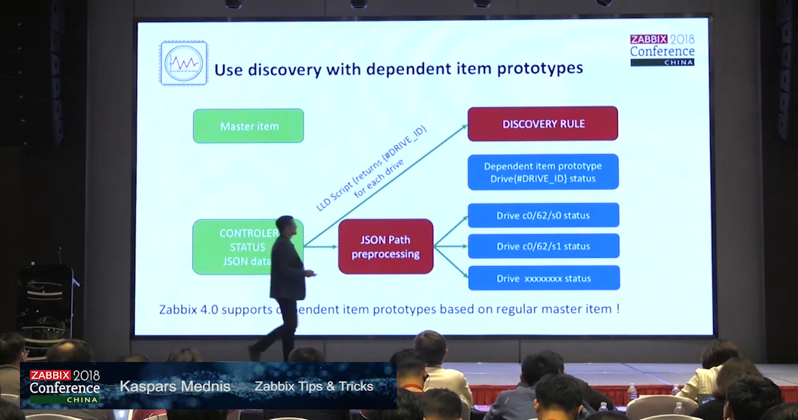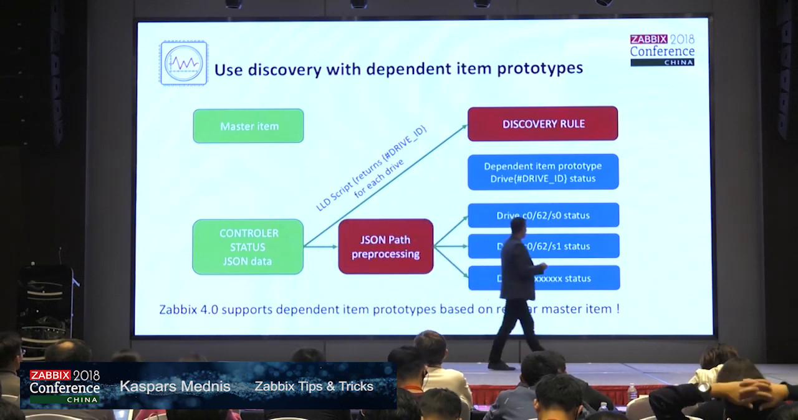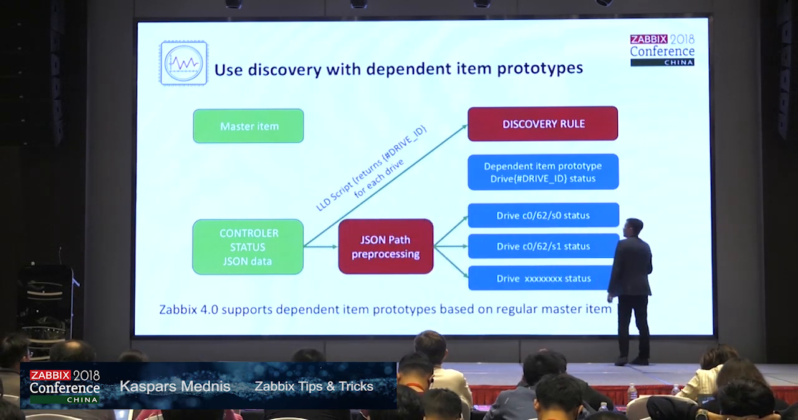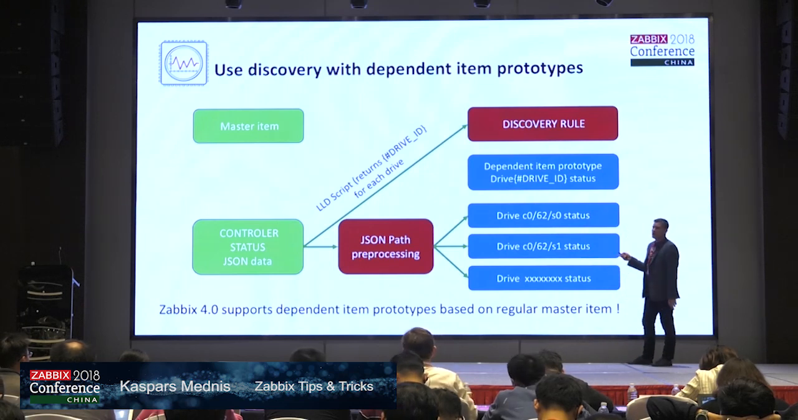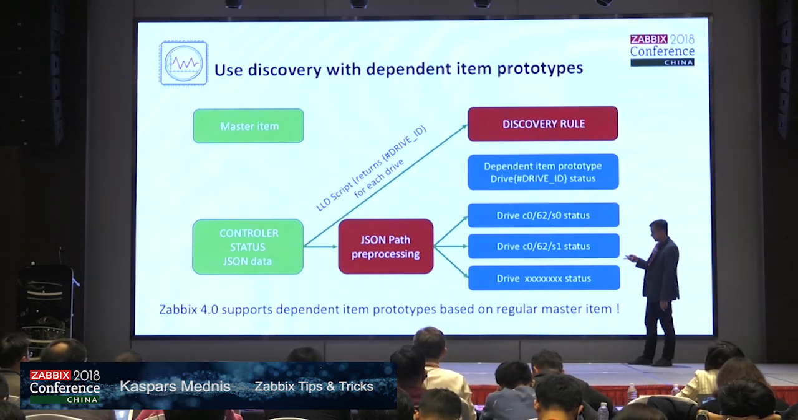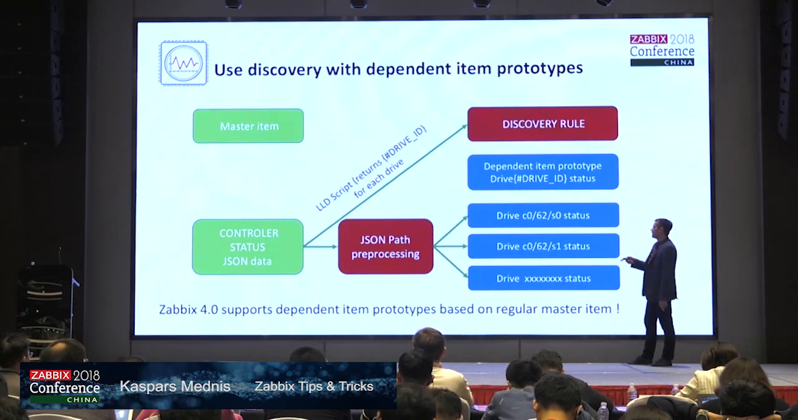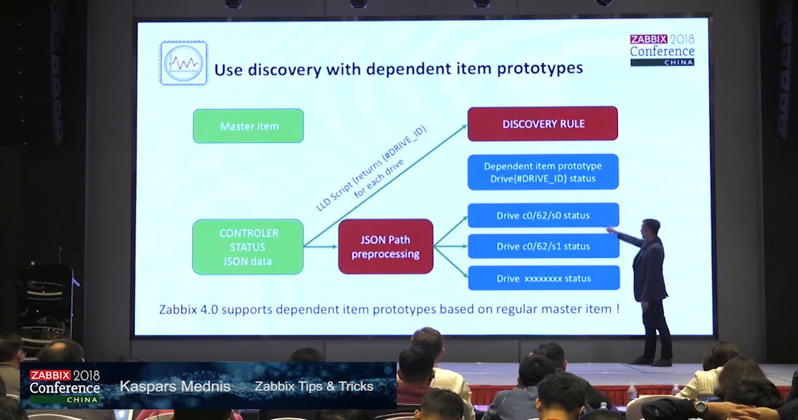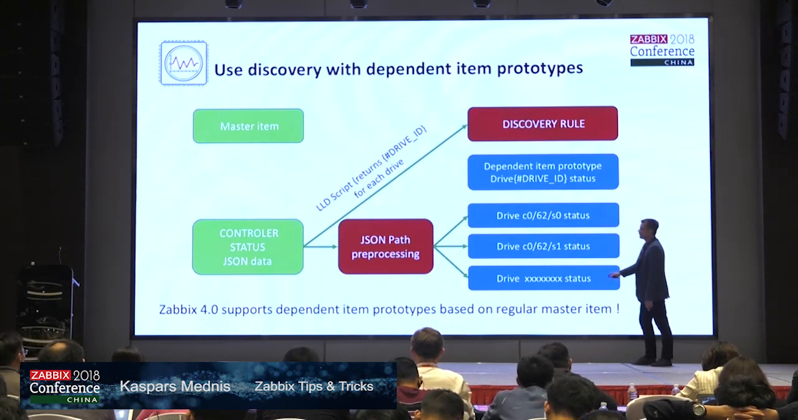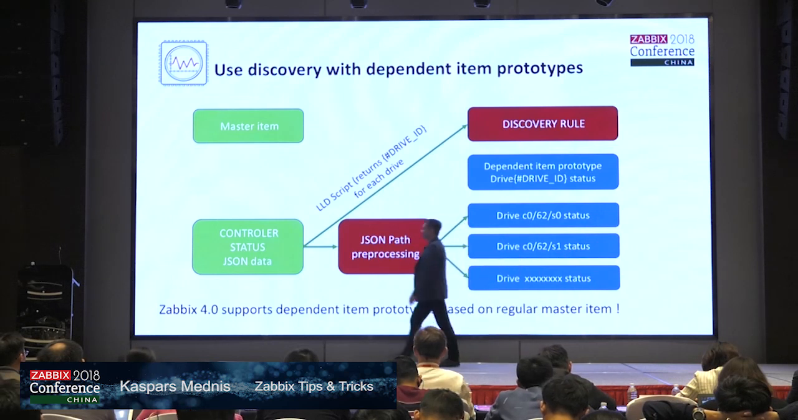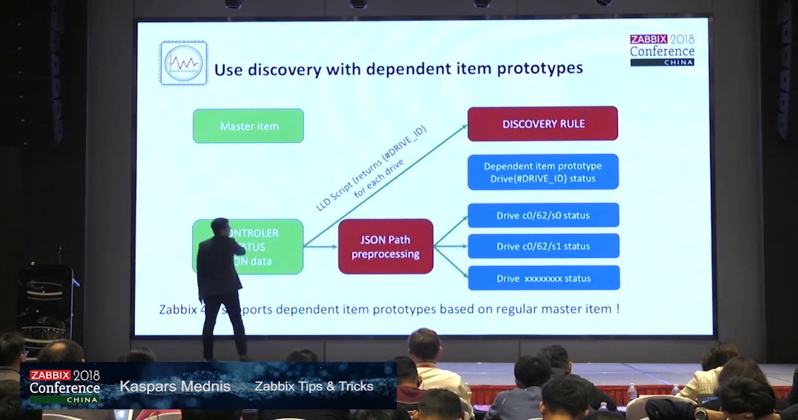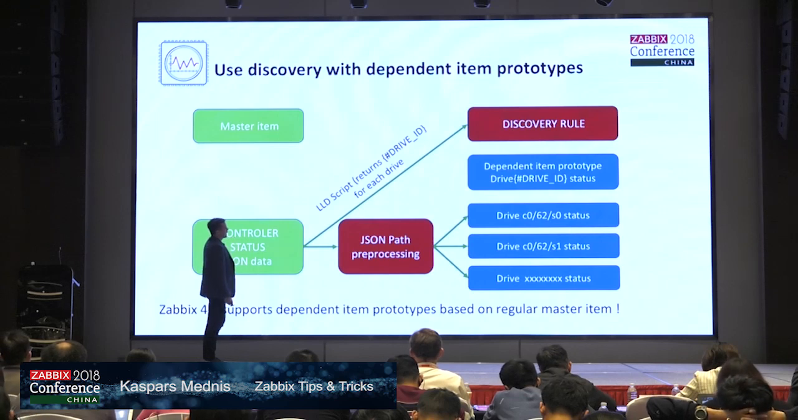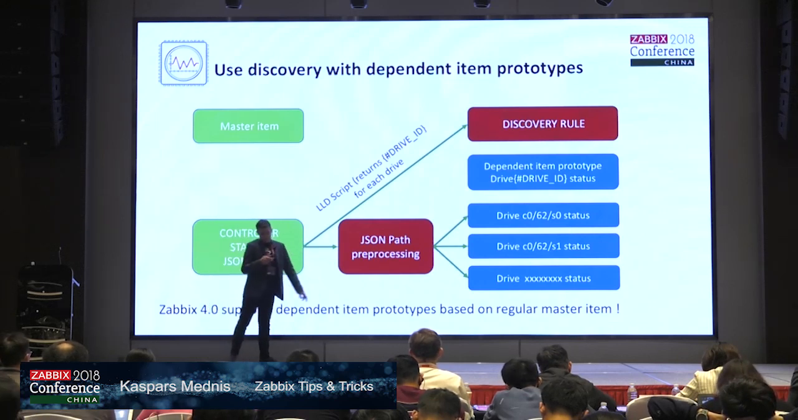So this can sound complex, but it is not complex, because in Zabbix 4.0, it is a new feature where you can assign a regular master item to dependent item prototypes. So those are dependent item prototypes. They are created as needed for every drive, but all the JSON data are collected from here, from the master item, which is some general item. And of course, we are using JSON path for that.